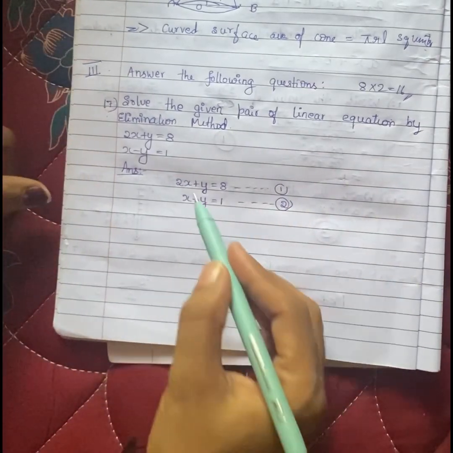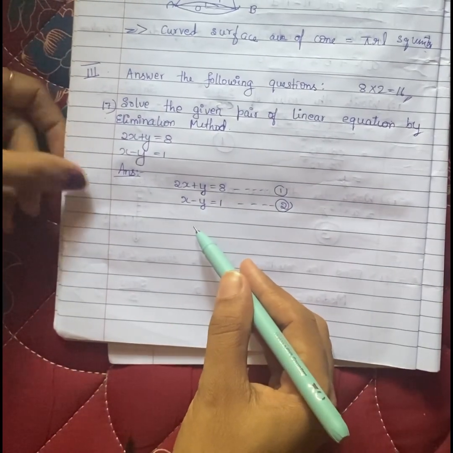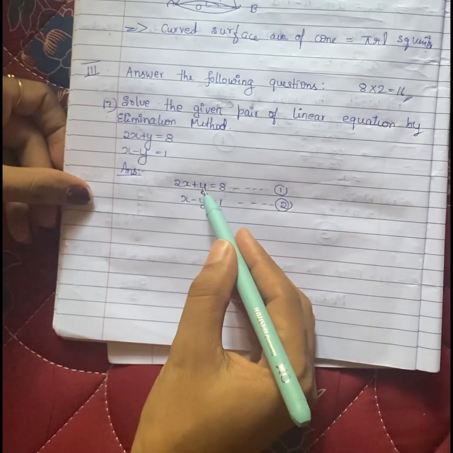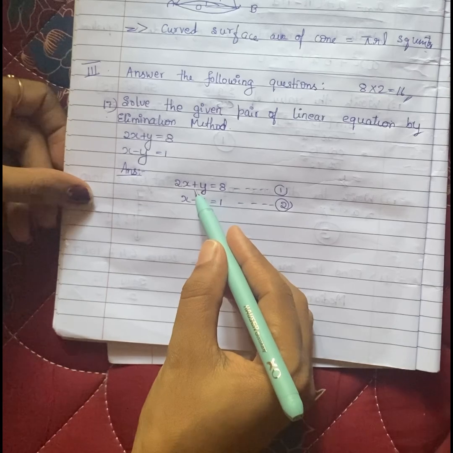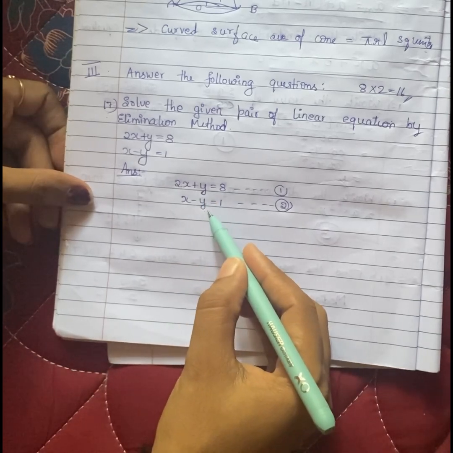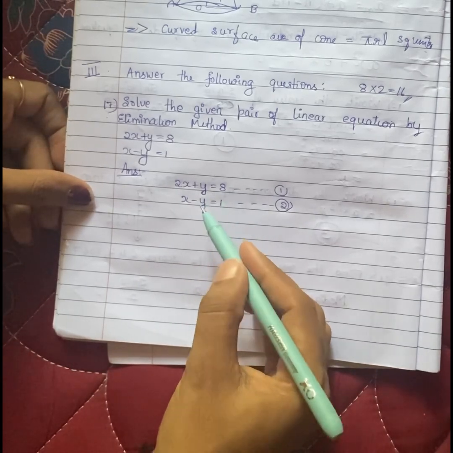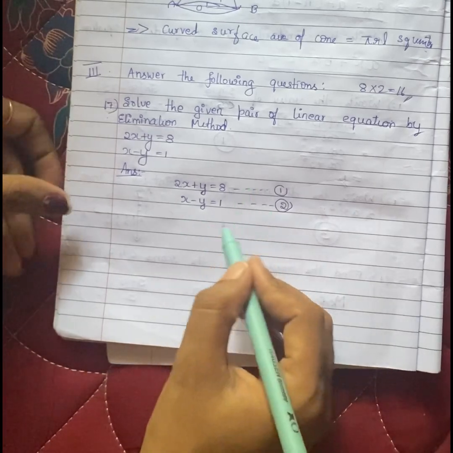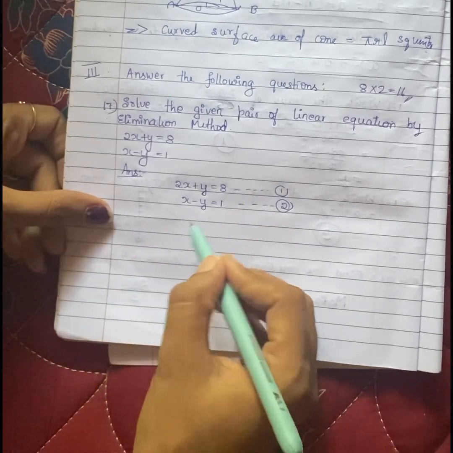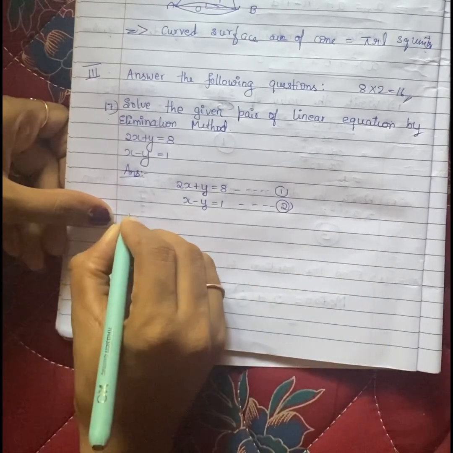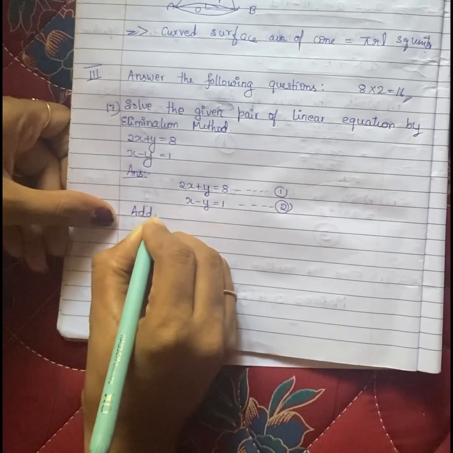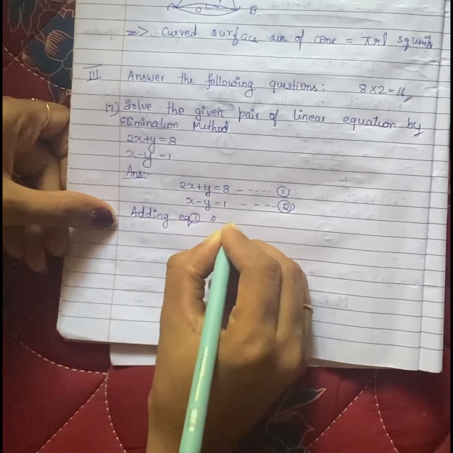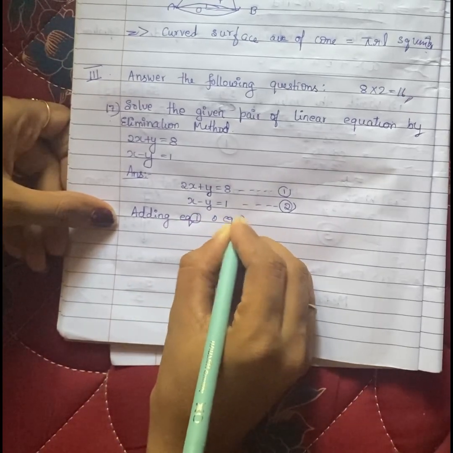Now here we need to get either the x value or the y value. You can see here for the y value we have plus y and minus y. So if we add both of these, then we'll get the x value. So what we have to do here is add these two equations. So write adding equation 1 and equation 2.